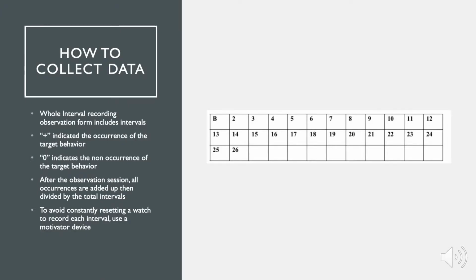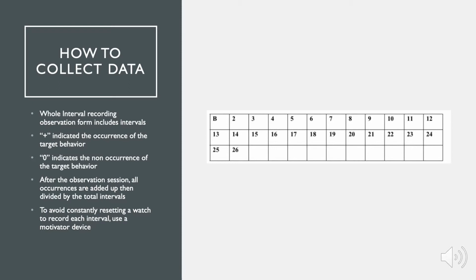So I included a little sheet that you might see as to how you would collect data on this behavior. Right here, a plus will indicate the occurrence of a target behavior and a 0 will indicate the non-occurrence. And then after the observation session has ended, you're going to add up all the occurrences and divide it by the total intervals, and that is going to give you the percentage at which the behavior occurred.